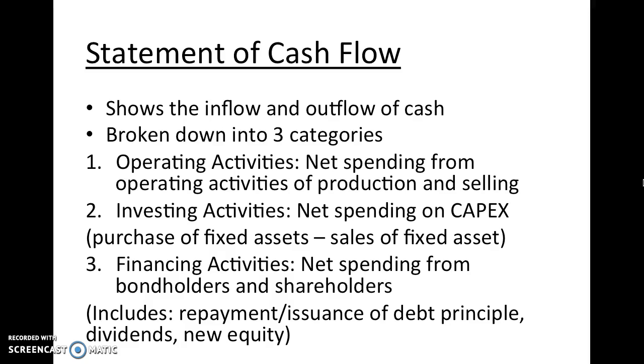Statement of cash flow. It shows the inflow and outflow of cash. It's broken down into 3 different categories. Operating activities, net spending from operating activities of production and selling.